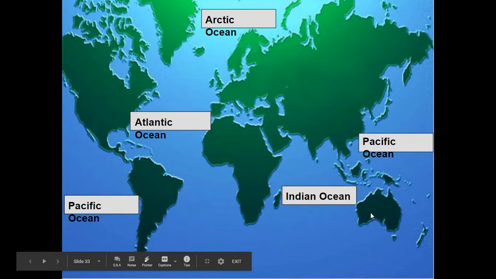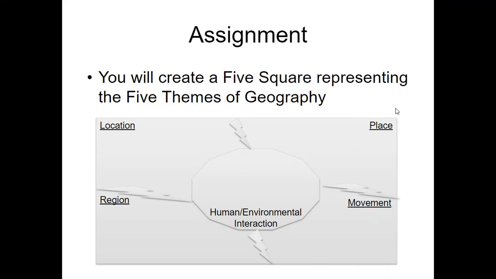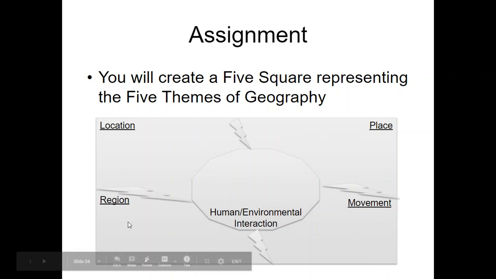Okay, so this is your assignment. You will create a 5 square representation of the 5 themes of geography. In this assignment, you can make up your own. It doesn't have to be this slide. I would like you to create your own slide.